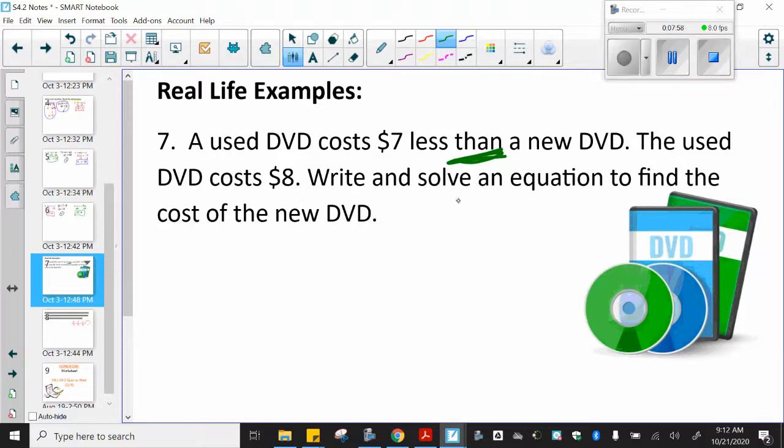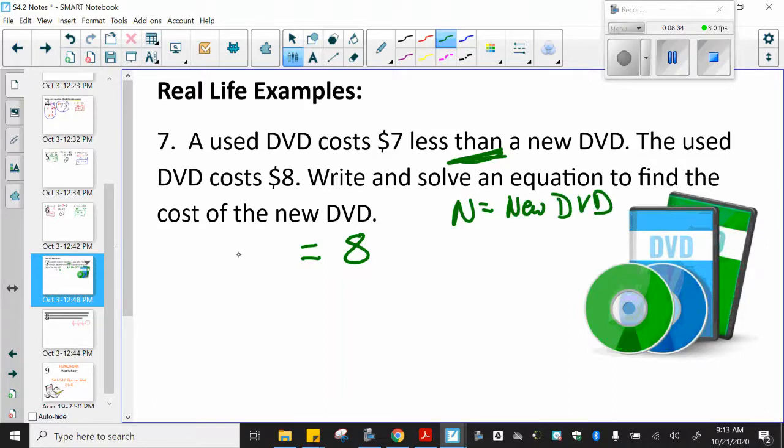So we know that the used DVD costs $8, and the used DVD is also $7 less than a new DVD. So we're comparing two prices of used DVD, so we're going to have that on both sides. So one used DVD is $8, right? We know that the used DVD, so equal to 8, is also 7 less than a new DVD. So let's do N for new DVD. N equals new DVD, all right?